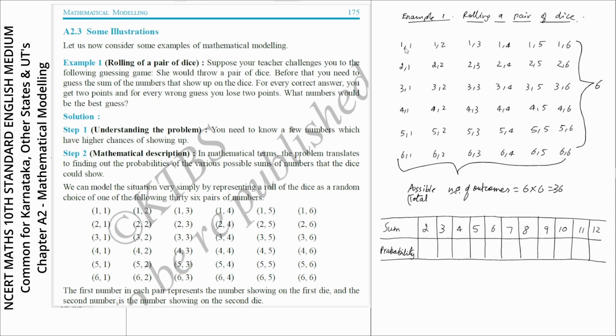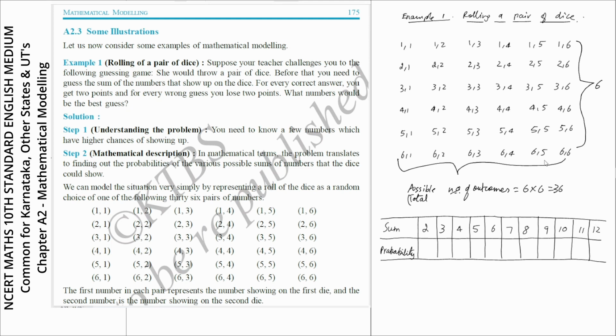For example, if we get the outcome 1 comma 1, then 1 plus 1 is 2, and that is 2 here. Suppose we get 1 comma 2 or 2 comma 1, then 2 plus 1 is 3, and 1 plus 2 also is 3. So that 3 is here. And if the outcome is 6 comma 6, then the sum will be 6 plus 6, which is equal to 12. So 2 up till 12 are the possible sums that we get.